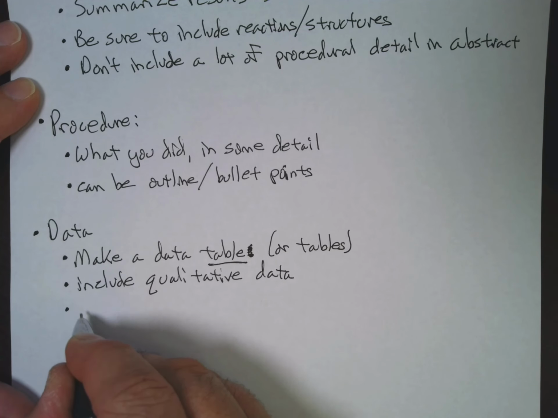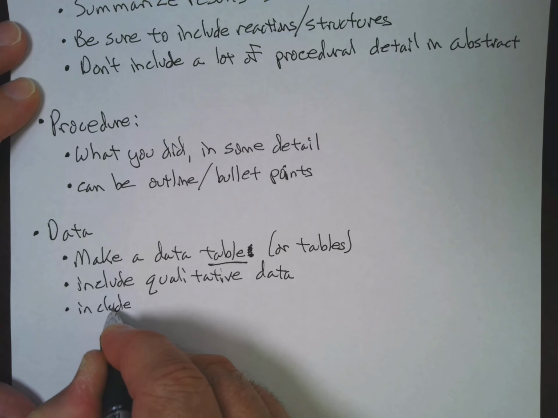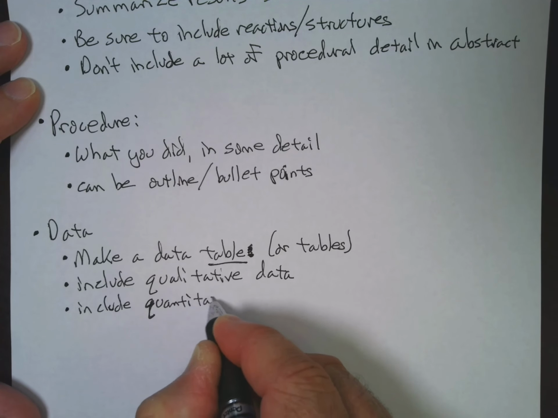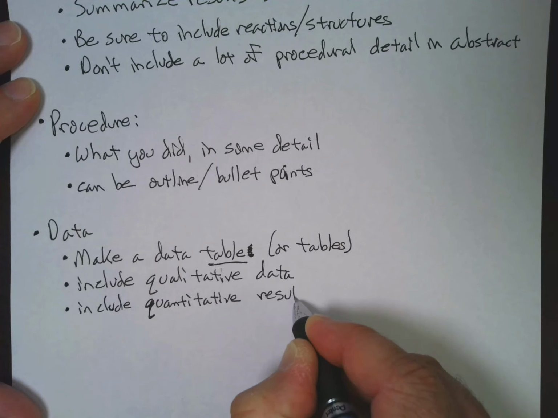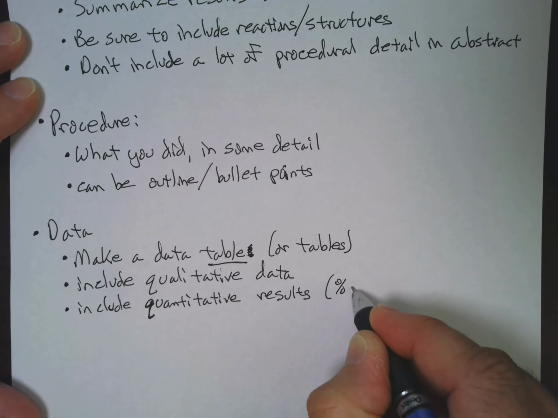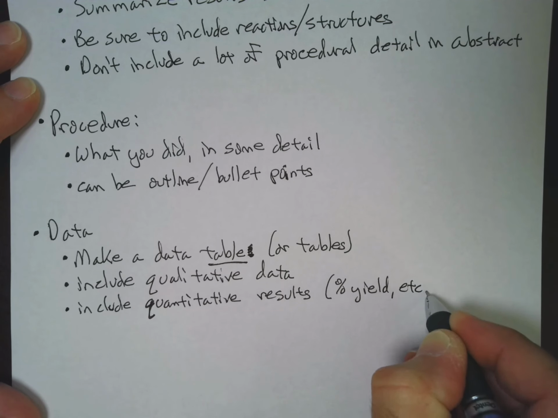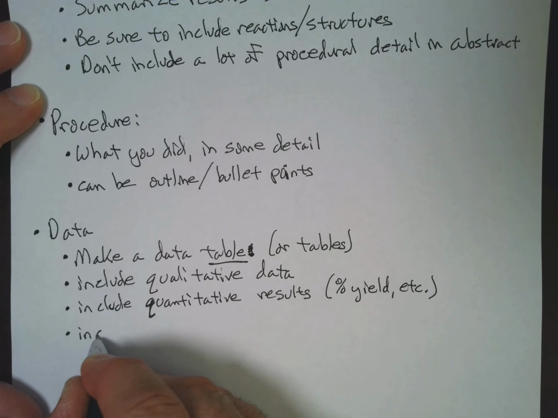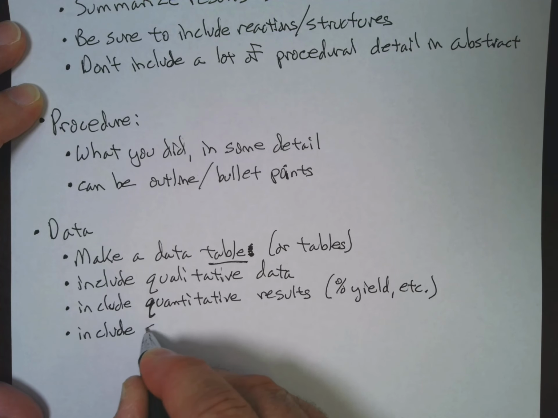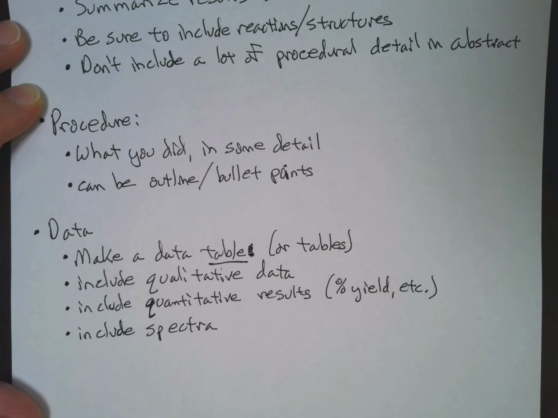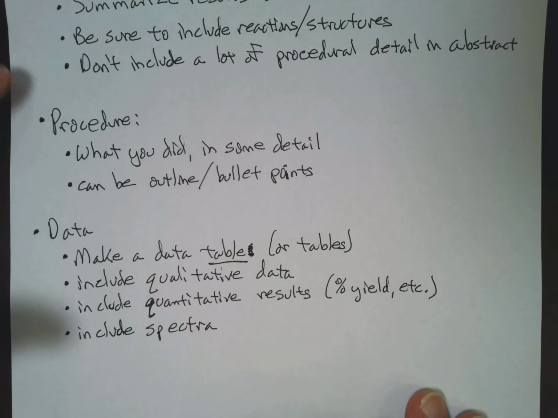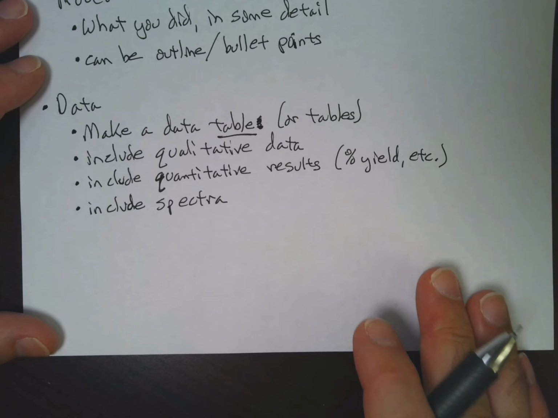And then leave some space to include your quantitative results. So that's things like percent yield, melting point percent error, etc. And then, of course, if you have any spectra, include those. All right, and so I know you took an IR for your synthesis of aspirin, so you can include that, or you should include that.